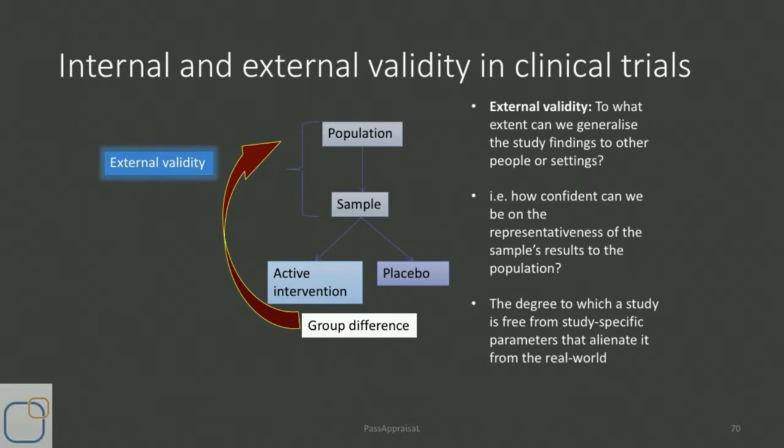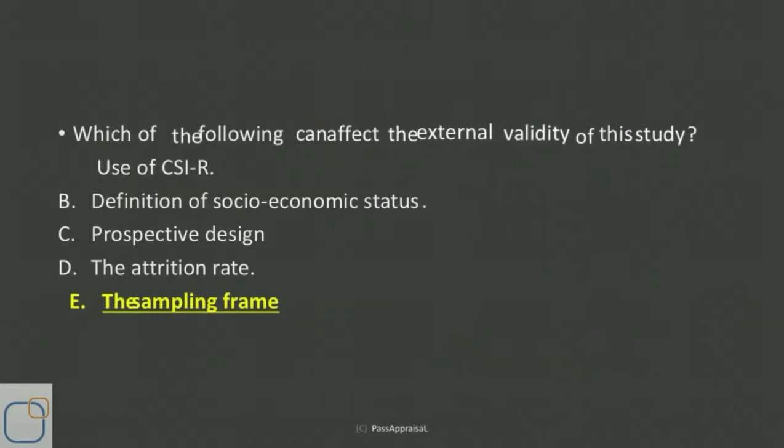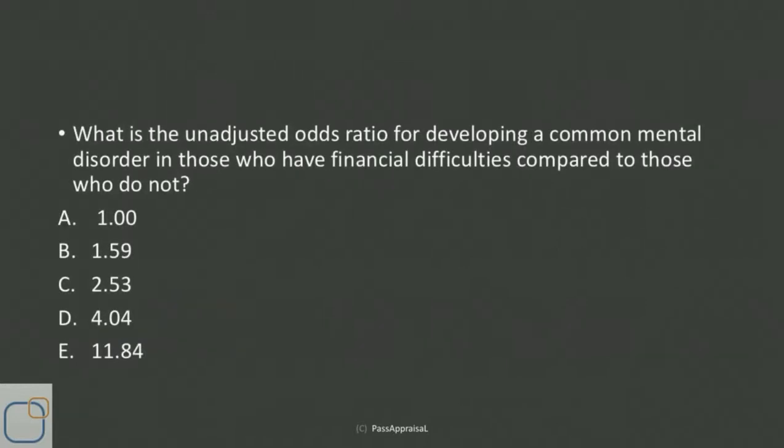So the degree to which a study is free from study-specific parameters that alienate it from the real world, that's called external validity. So the sampling frame, the quality of the sampling frame, the size of it, the way it's defined, all of that will affect the external validity. The answer is sampling frame.